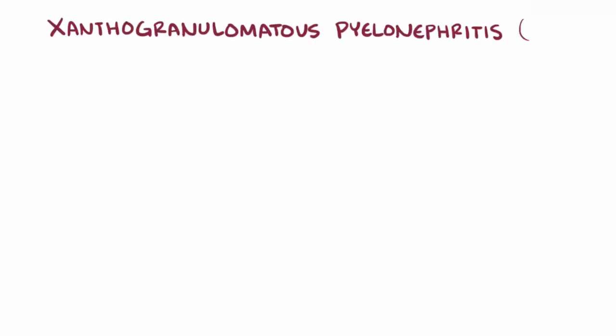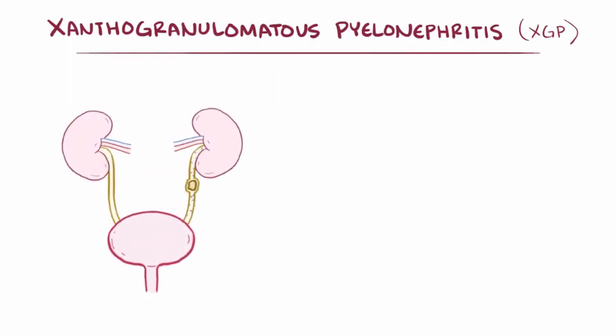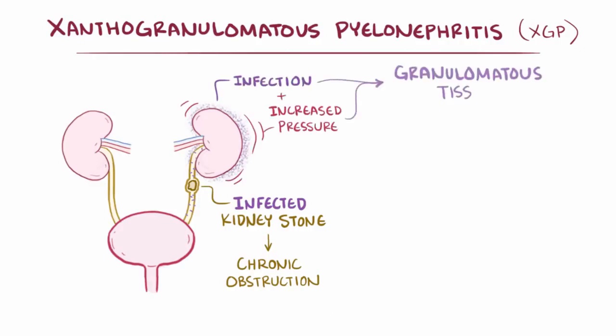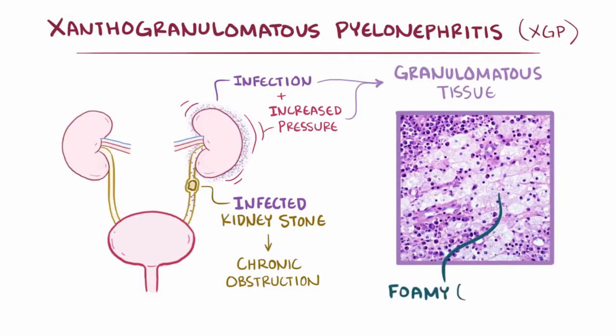A rare type of chronic pyelonephritis is called xanthogranulomatous pyelonephritis, or just XGP, which happens when an infected kidney stone causes chronic obstruction. The combination of infection and increased pressure creates granulomatous tissue, which is full of foamy or fat-laden macrophages, and can easily be confused for a kidney tumor on imaging.